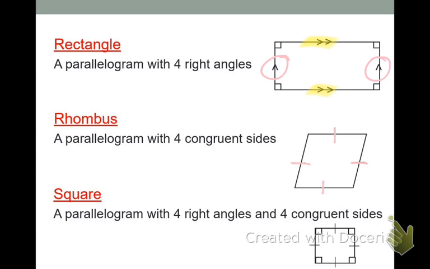Last one, read to me what a square is. A parallelogram with 4 right angles and 4 congruent sides. So notice, it has to have all of these right here with the 4 sides that are equal, and it has to show us that all 4 angles are equal also.